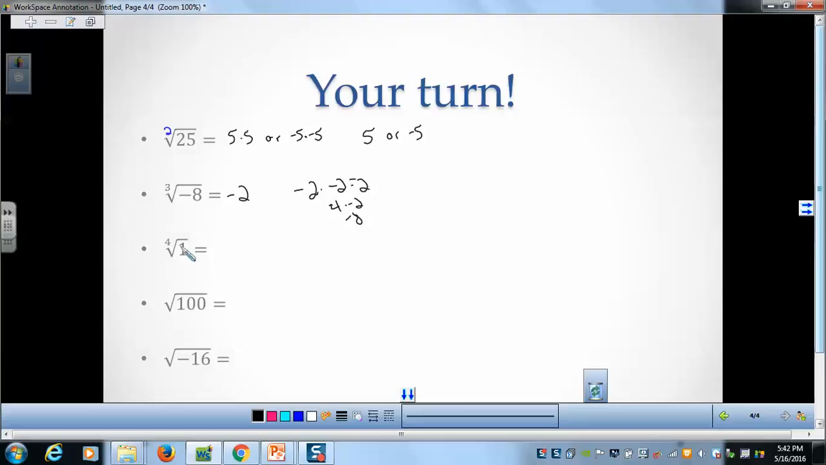Now, once again, we go to the next one. We have the fourth root of 1. Since it's an even root, there's going to be two possibilities. And so in this case, what times itself 4 times will be 1? Well, 1 or negative 1.